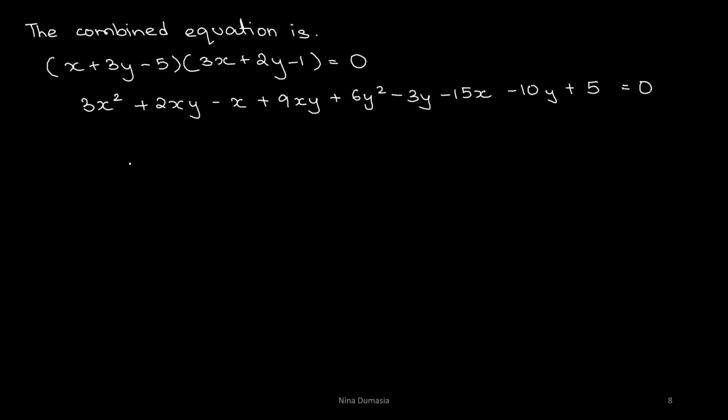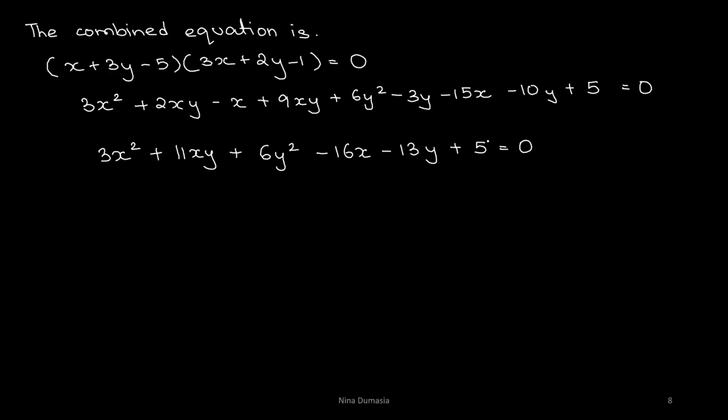to 0. So therefore this is equal to 3x square plus, now it is 2xy plus 9xy, which is 11xy plus 6y square. Now the x terms are minus 16x, the y terms are minus 13y plus 5 is equal to 0. This is the combined equation of the two lines.